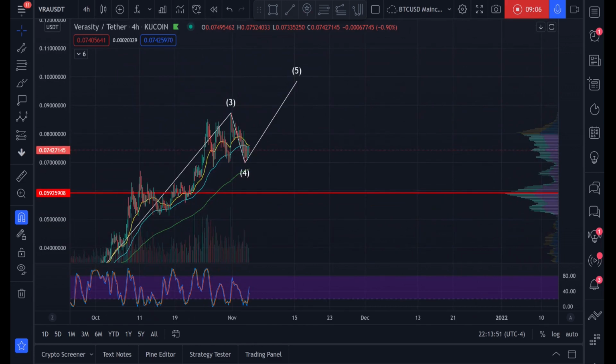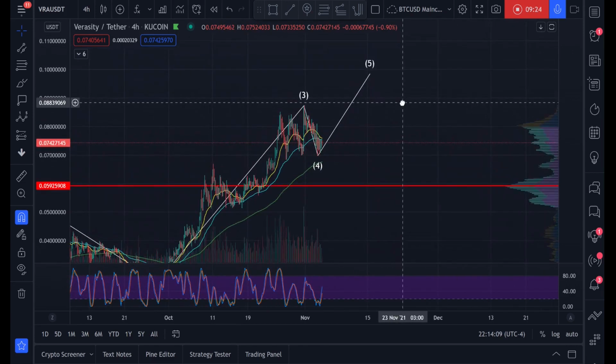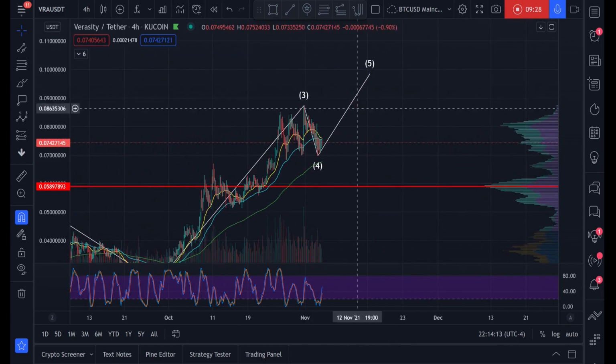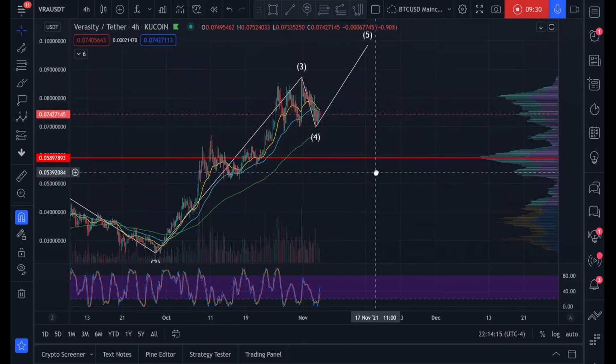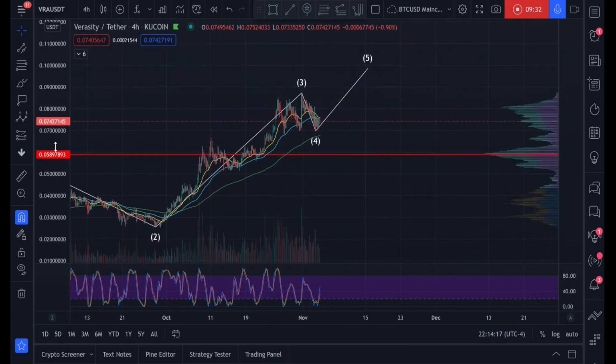Where will VRA get to in this impulse? Be very, very clear. In this impulse, not in life, not in this bull run, in this particular specific impulse that we started on July 20th, 2021. Okay? And to do that, Elliott Wave theory gives us 2 tools. The first is you can take the projected 618 Fibonacci.